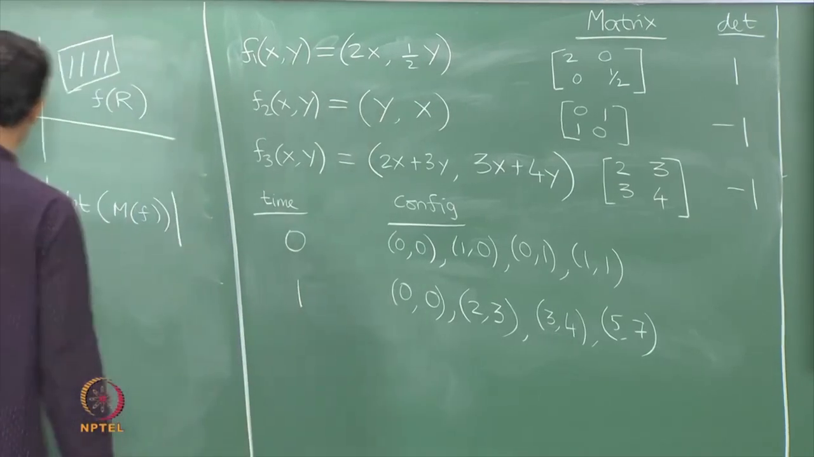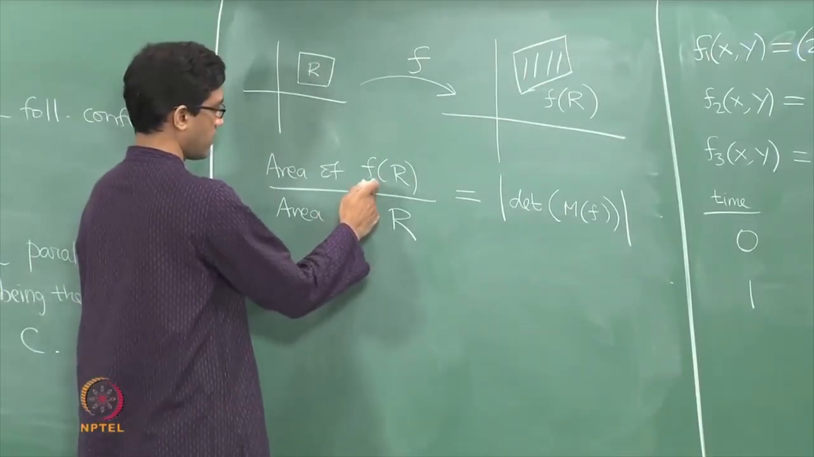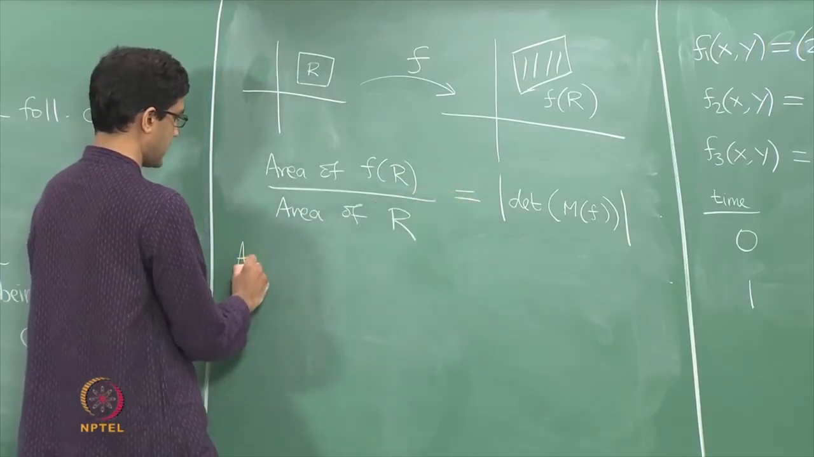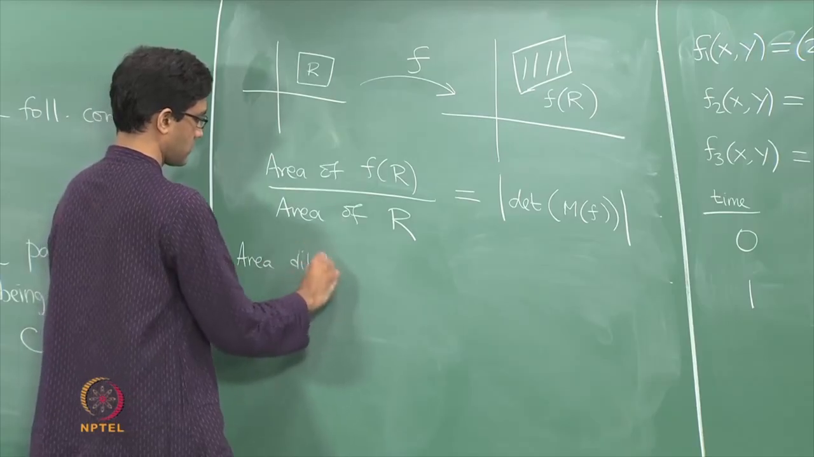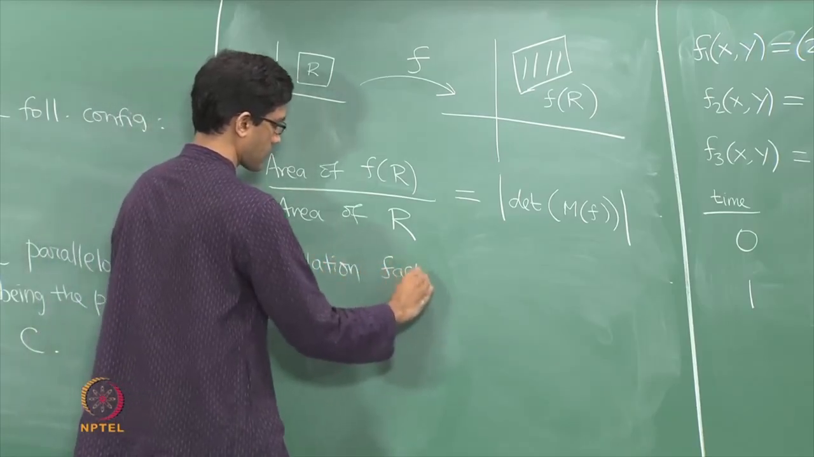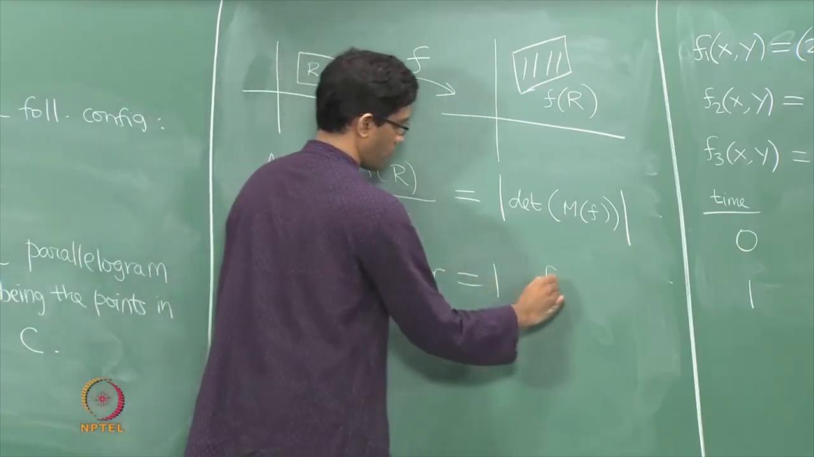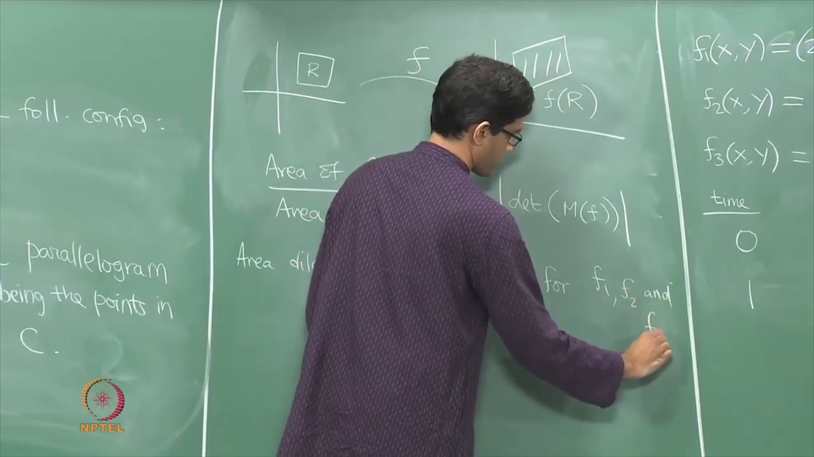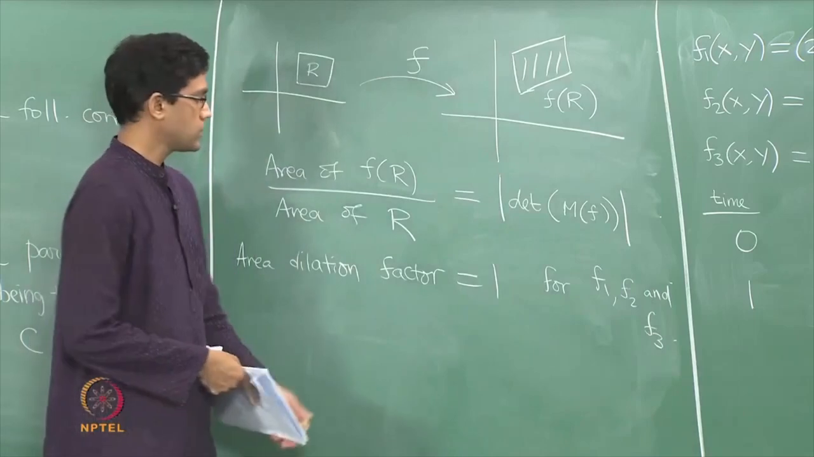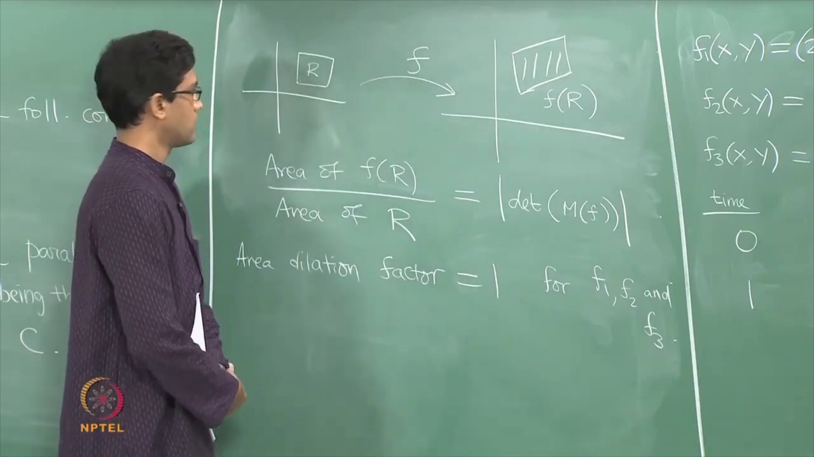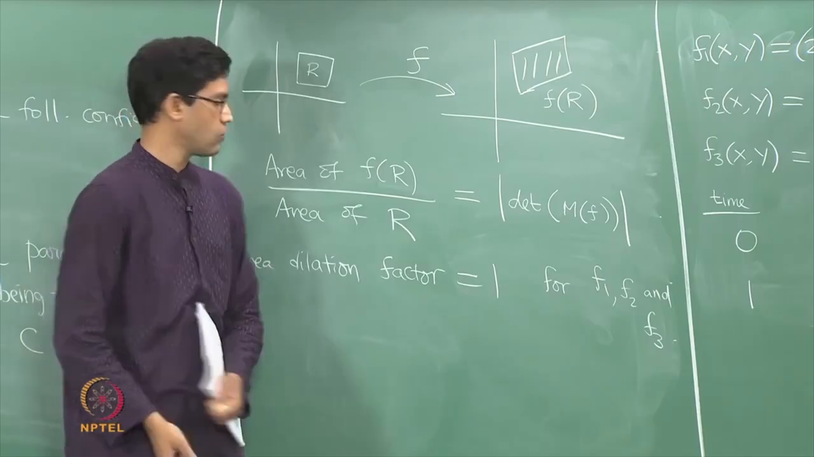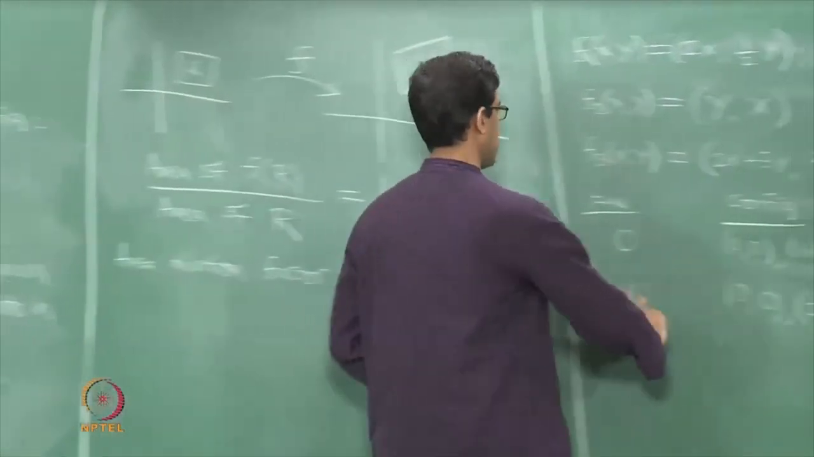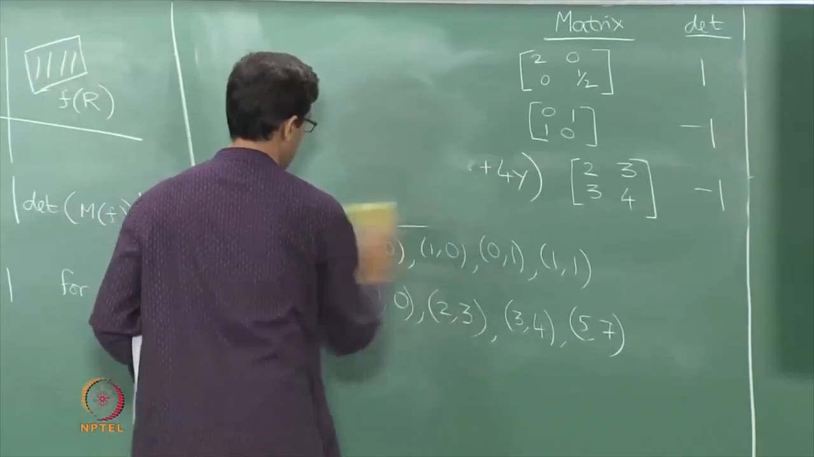Okay, so what does that imply? It says that, well, if you take F1 or F2 or F3, they all scale the area by a factor of 1. Okay, so the area dilation factor is 1 for all three of our functions, for F1, F2 and F3. Okay, so all three have the same area dilation factor, which means that since our initial configuration was a square of side 1, so what does this imply? I had a unit square of area 1 to start with.